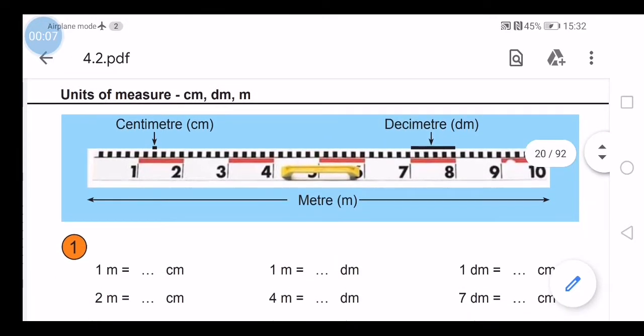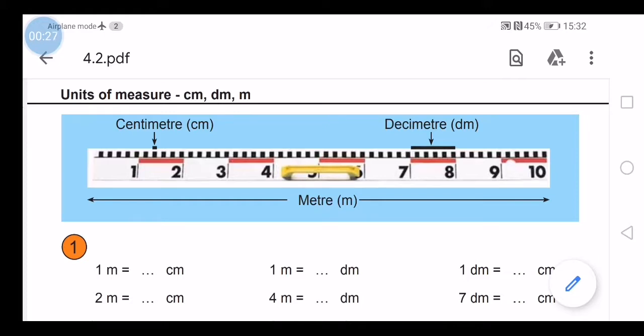Page 13 of Intermaths, okay? So again it involves converting between different units of measurement. Today we're going to deal with centimetres, decimetres and metres. Now in this diagram you can see a metre stick like we have in the classroom.